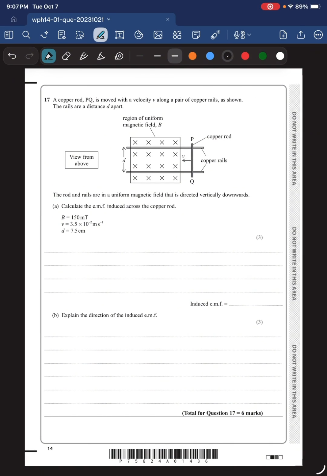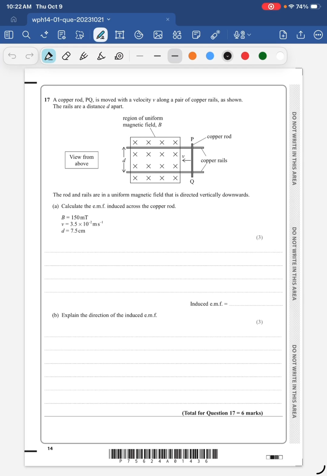So let's move on. Problem 17. A copper rod PQ is moved with velocity v along a pair of copper rails as shown. The rails are a distance d apart, okay? So as the rod moves through the magnetic field, it cuts the field lines, therefore we expect some EMF to be generated, right? Due to Lenz's law. The rod and rails are in a uniform magnetic field that is directed vertically downwards, okay? Calculate the EMF induced across the copper rod.